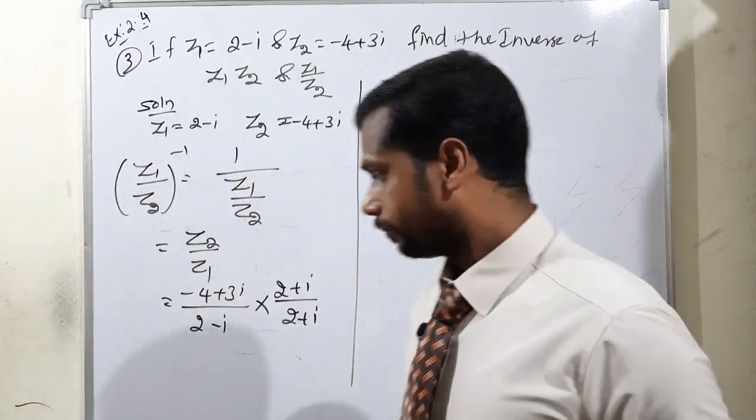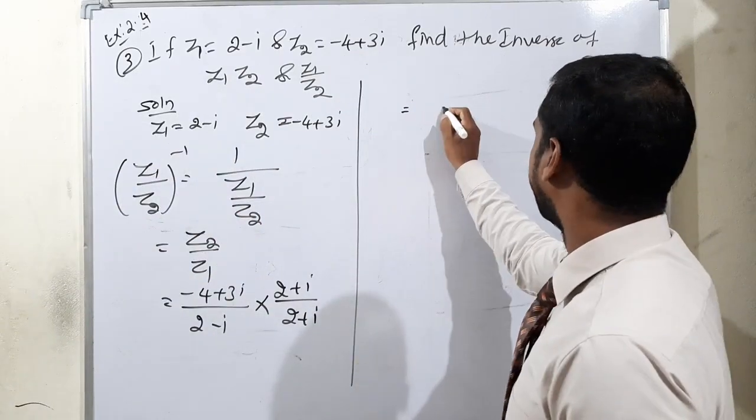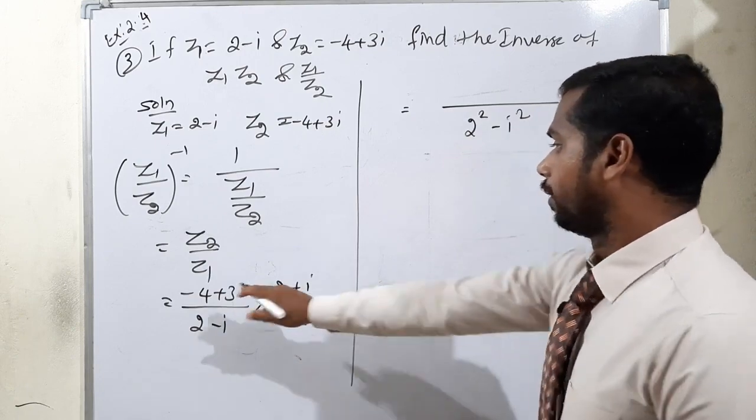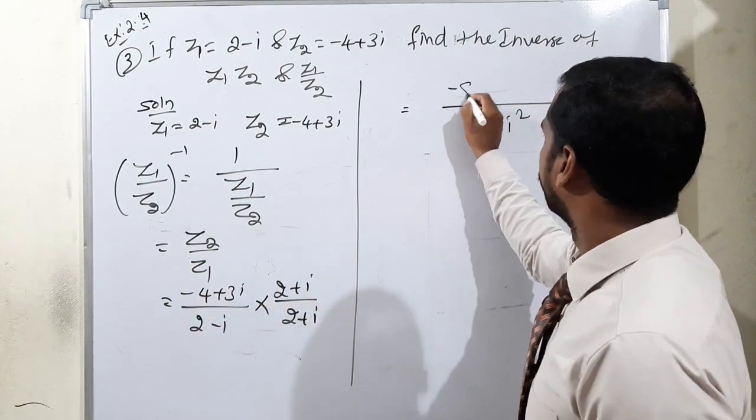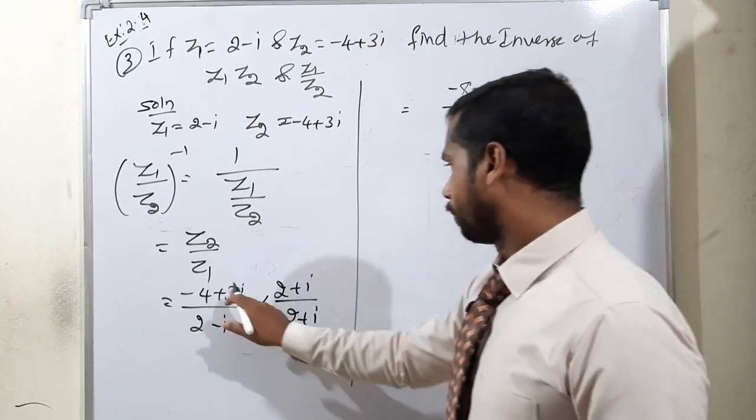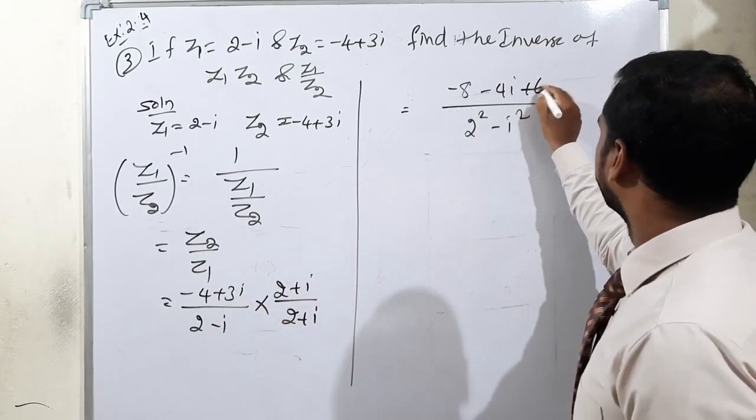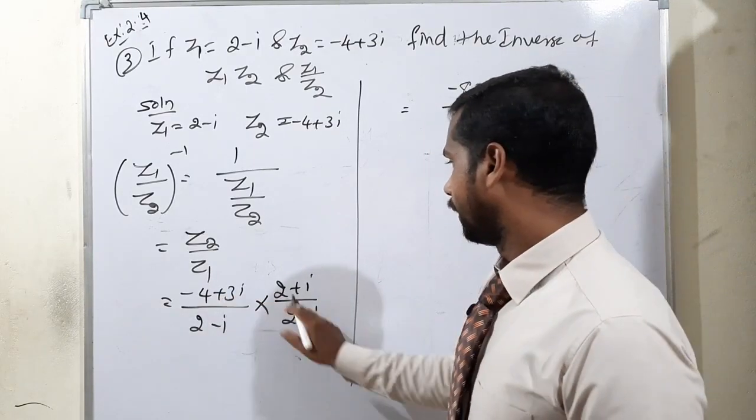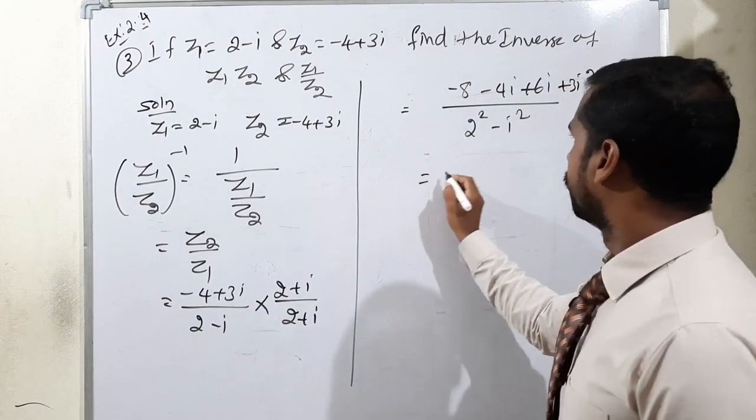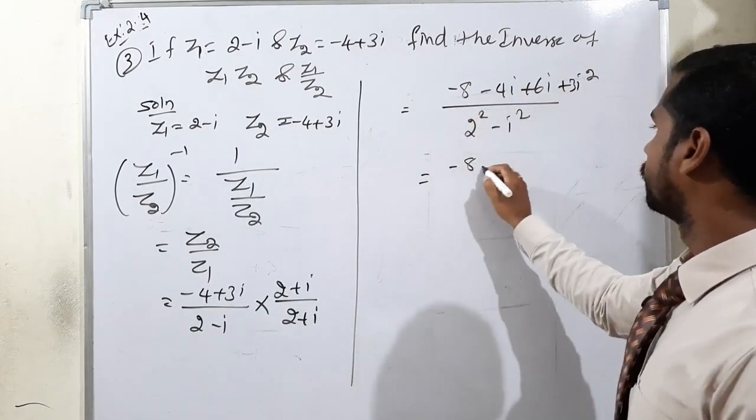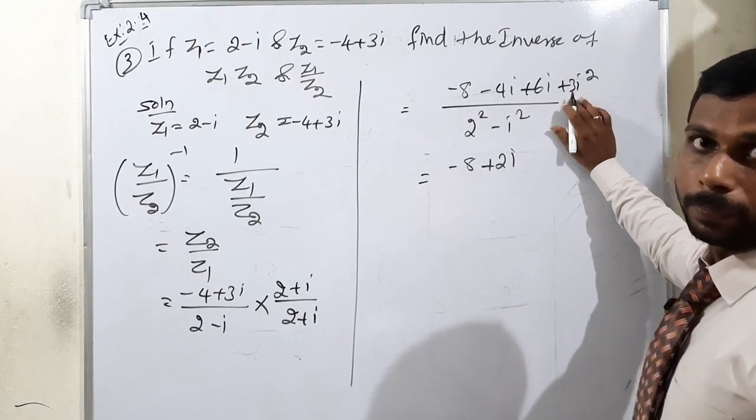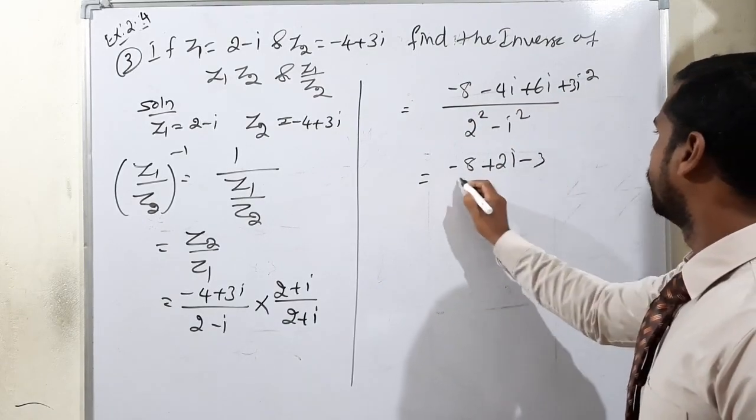Then the denominator is very simple, a plus b into a minus b, 2 square minus i square. So the numerator: minus 4 into 2 is minus 8, i into minus 4 is minus 4i, plus 3 into 2 is plus 6i. Again the last term is 3i square. Therefore minus 8 minus 4i plus 6i plus 3i square, means plus 2i will come. I square is minus 1, we have a plus sign, therefore we can write minus 3.